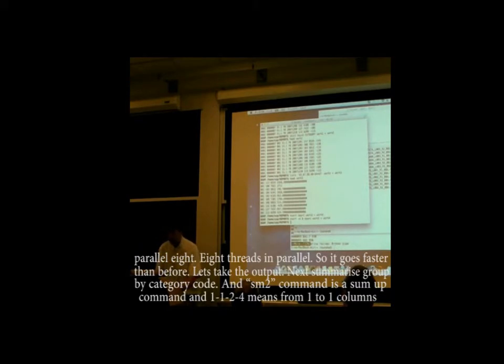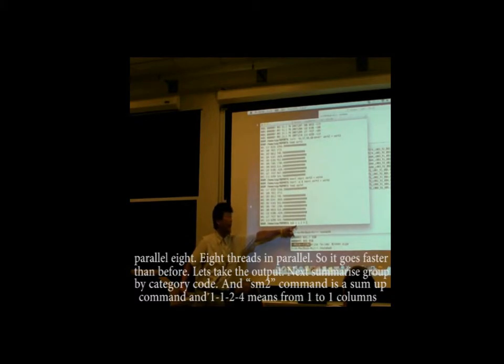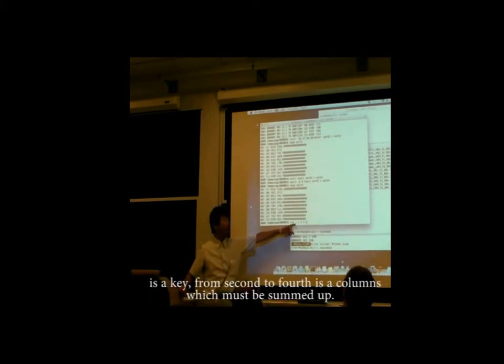And let's check the output. And next, summarize group by category code. And sm2 command is a sum up command. And 1, 1, 2, 4 means from 1 to 1 columns is a key. And from 2nd to 4th is columns which must be summed up.